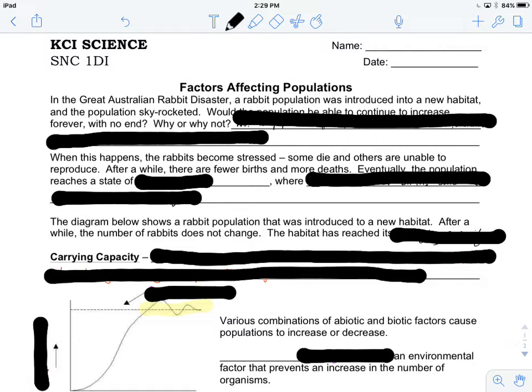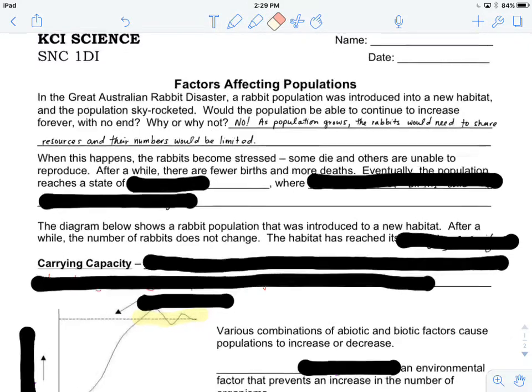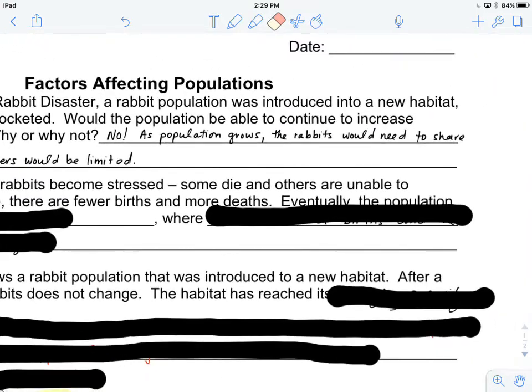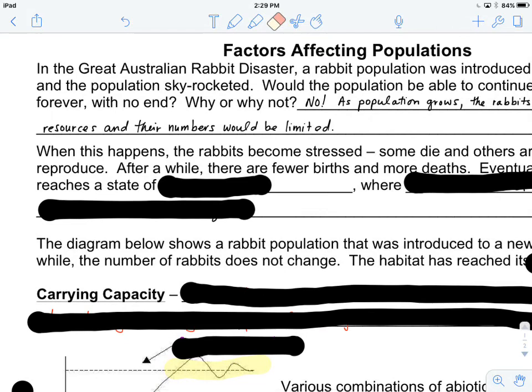So a question then, if we introduce a species into an environment, would that population just continue to increase forever without end? And so this is a question to think about, why or why not? And of course, the answer that you may have come up with is no. There isn't a constant increase to a population, because as a population grows, with more and more rabbits in this population, they would need to share resources. So they would need to share things like food, and the numbers eventually would become very limited because there would be less food available for all of them.